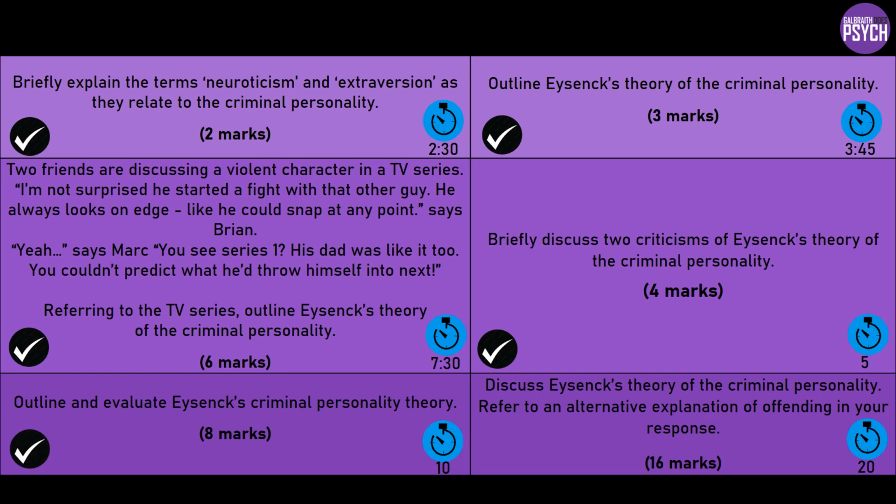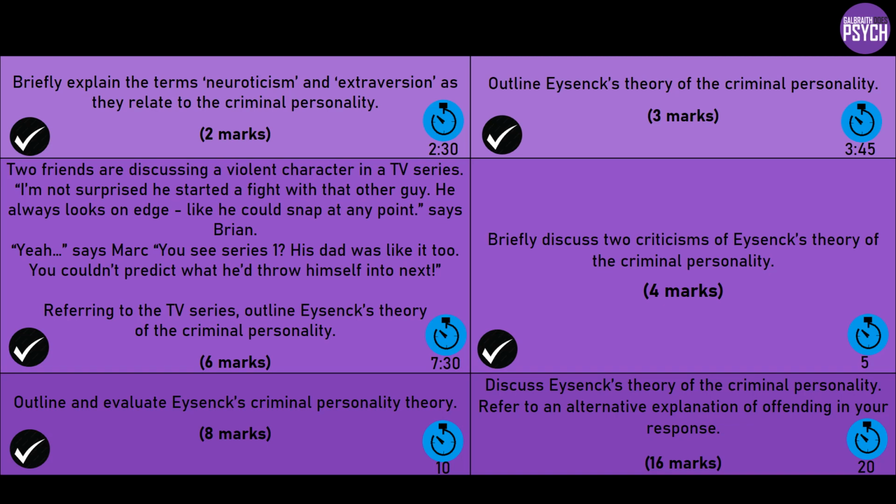Okay, we've now got a 16 marker. Now, I've just discussed Eysenck's theory, refer to an alternative. So it could be something like that. But that could easily have been discuss the theory, refer to the scenario. So in that case, it would have been a 6 plus 4 plus 6. So you could have a bash at that if you wanted to.